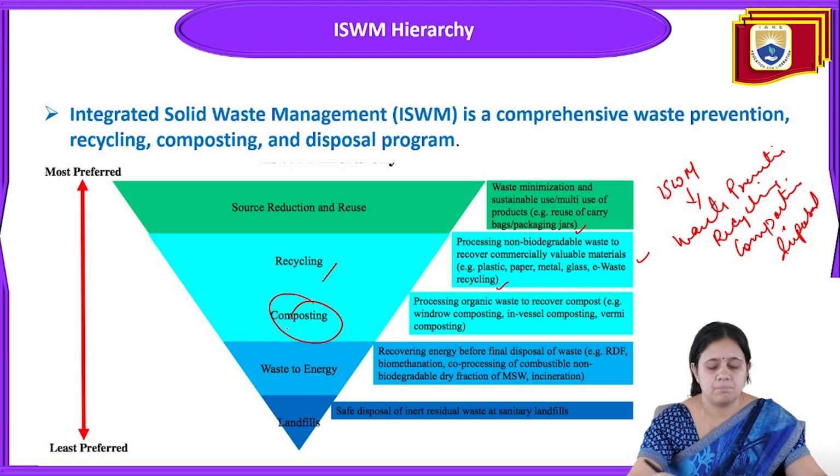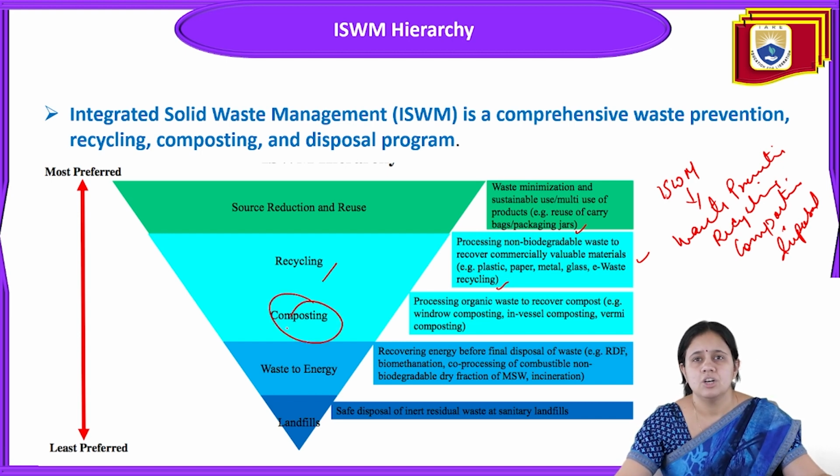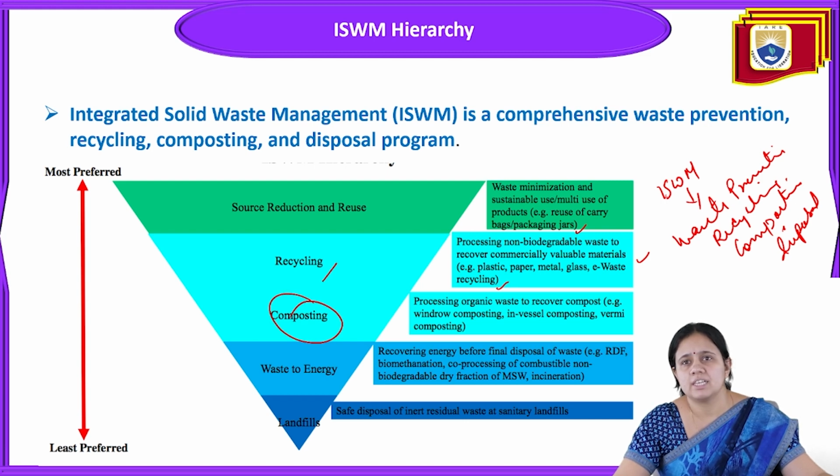The next point is composting. Composting is for waste which is organic in nature. Composting should be done for organic waste to recover some useful product, and that is called compost. Examples of composting, as we have already discussed, are windrow composting, in-vessel composting and vermicomposting.